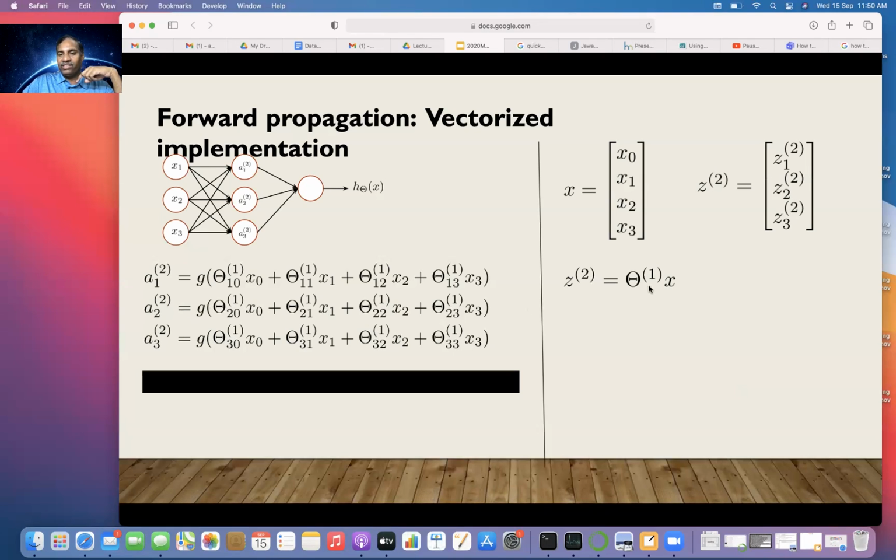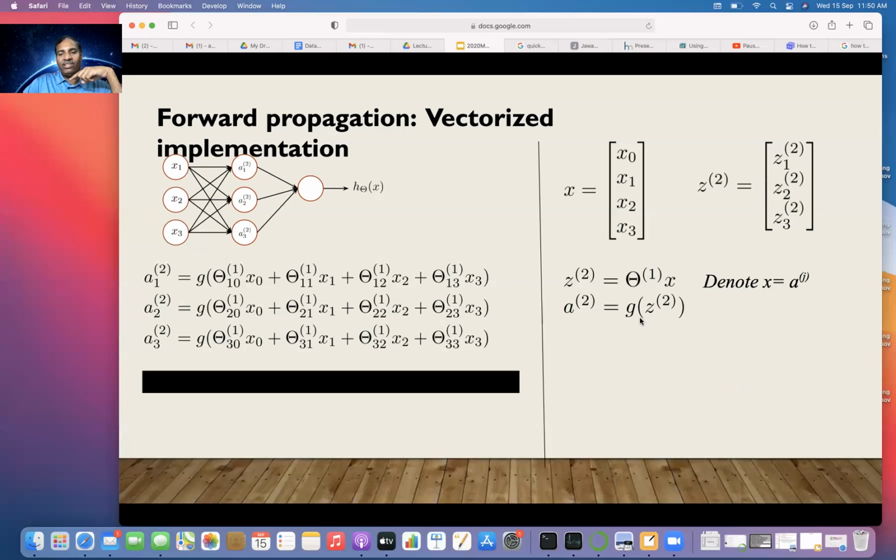Then Z2 is theta 1 of X, because this is the matrix theta 10, theta 11, theta 12. This matrix, if you write separately and multiply with x0, x1, x2, x3, you'll get exactly this thing here: theta 10 x0, theta 11 x1. That is what you get when you write it as a matrix multiplication. So Z2 equals theta 1 of x.